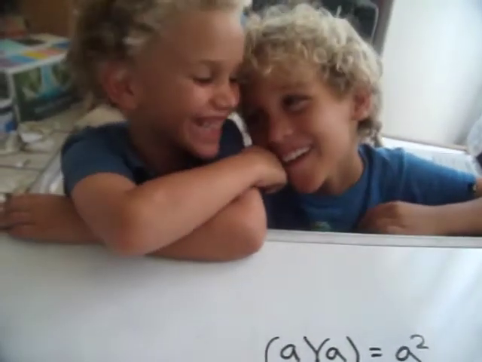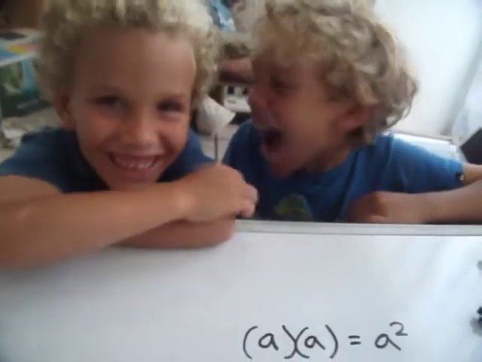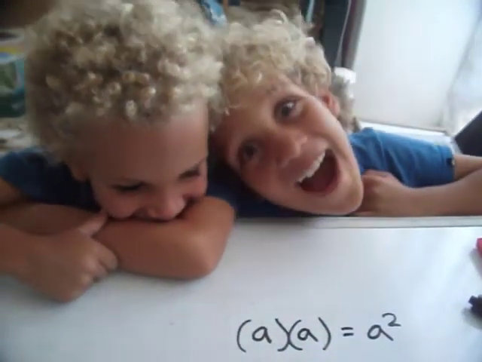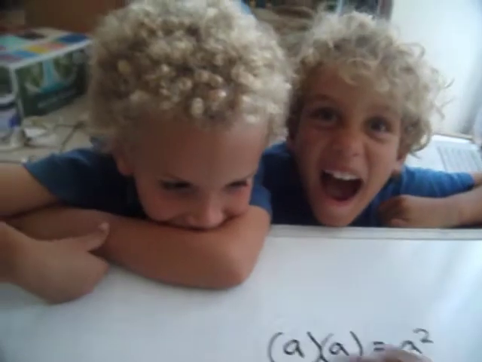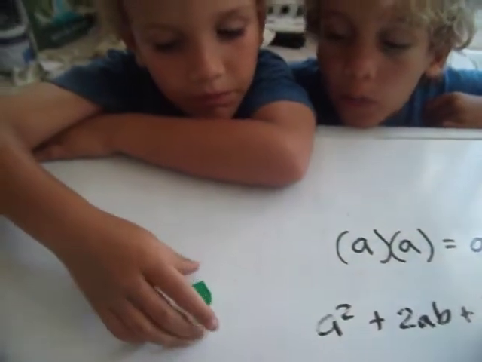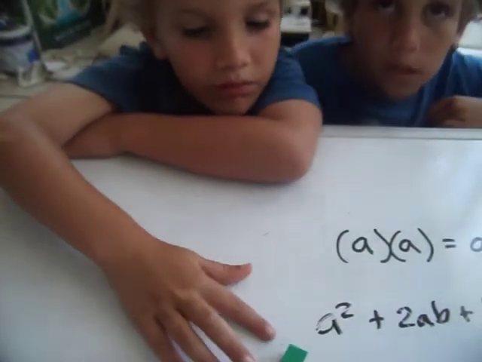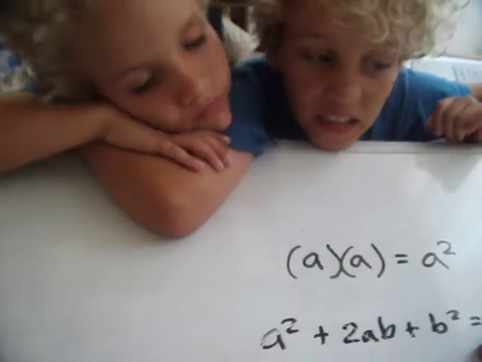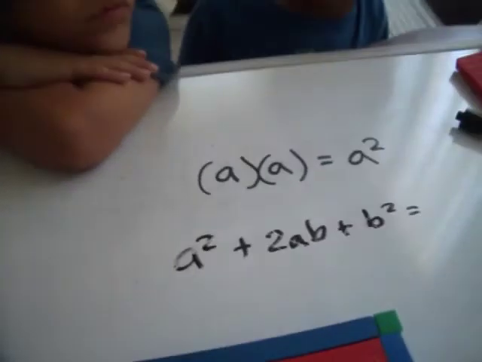Now, what I want is for you to tell me about this. What about this one? B squared. That's B squared. So what's one side of that? B. All right.